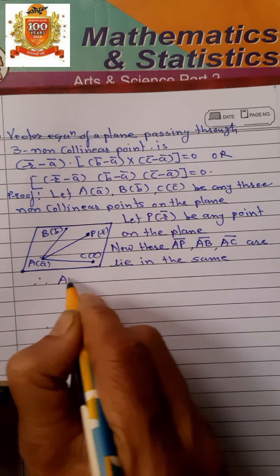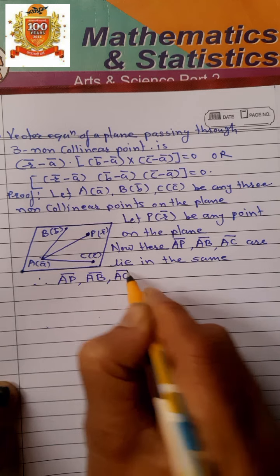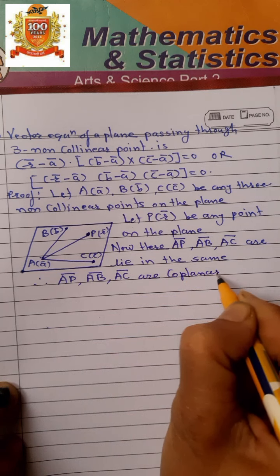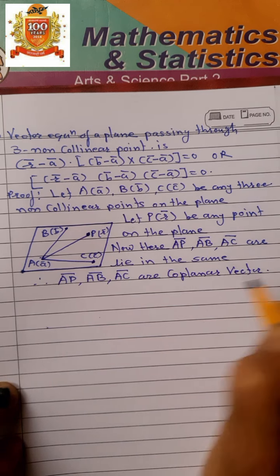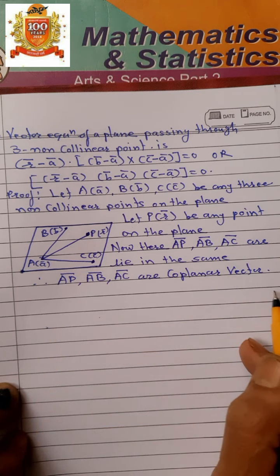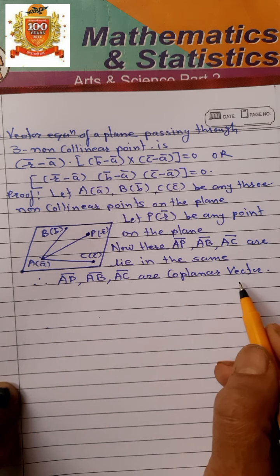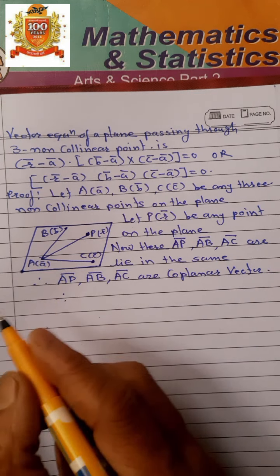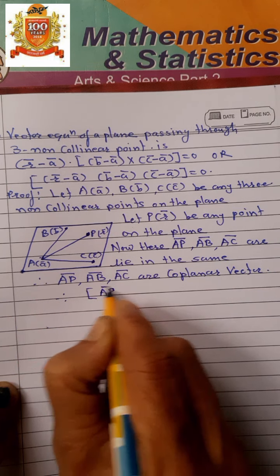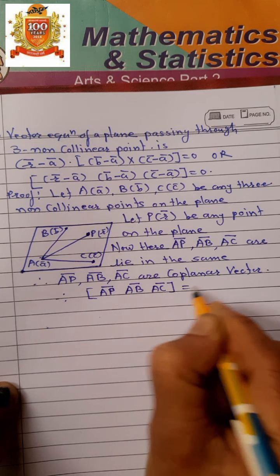Therefore, AP bar, AB bar, AC bar are coplanar vectors. When 3 vectors lie in the same plane, then these vectors are called coplanar vectors, that we know, isn't it? Therefore, their box product is 0. Therefore, AP bar, AB bar, AC bar is equal to 0, that we know.